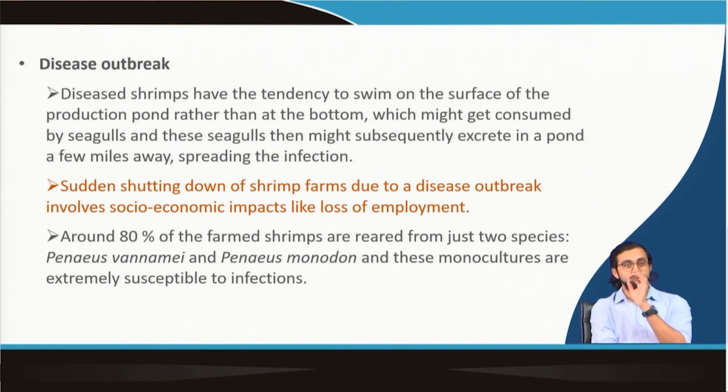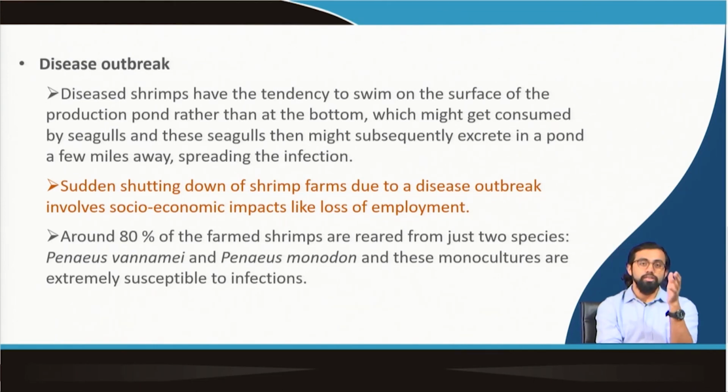You understand, right? Suppose you have a diseased shrimp that cannot breathe properly. Because of the irritation they are feeling, they go up onto the surface of the pond, and when they do, different types of predators capture and consume them. Once they consume them, they go miles and miles away and excrete in a different pond. So this is the way infection spreads from one farming system to another. This is how disease outbreak generally happens.